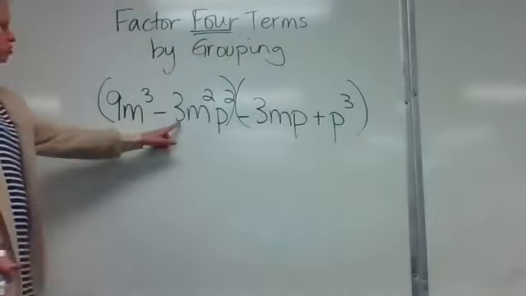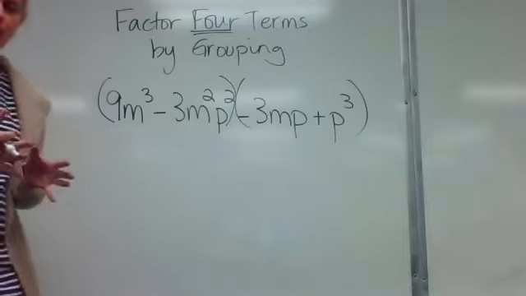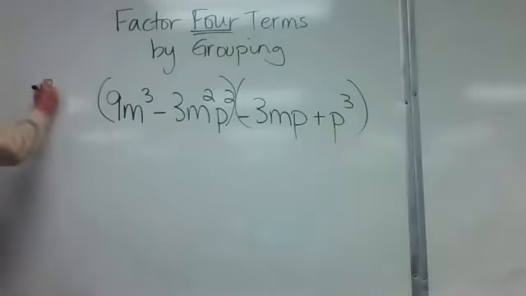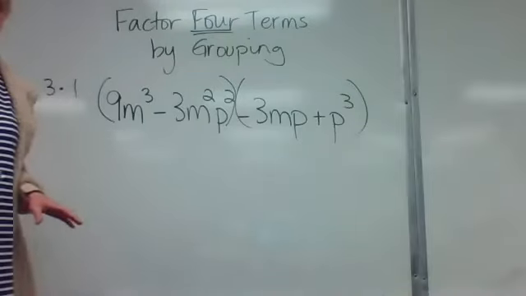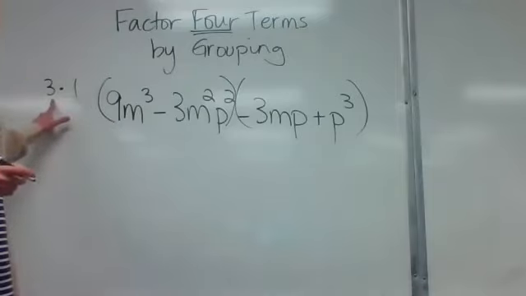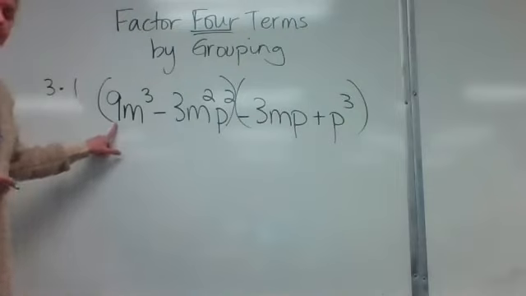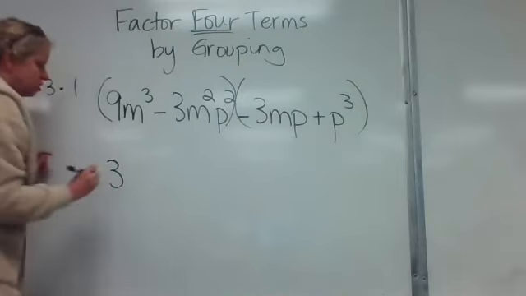So looking at my first group, look at just the number part first, right? So I've got a 9 and a 3. So I'll use the 3 to find my factors. So 3 is the biggest factor, so I know it goes into 3. Does 3 also go into 9 evenly? And it does. So I'm going to pull out a 3.